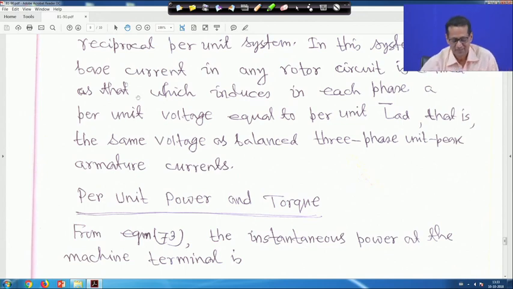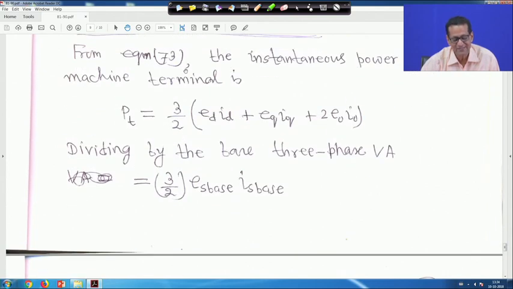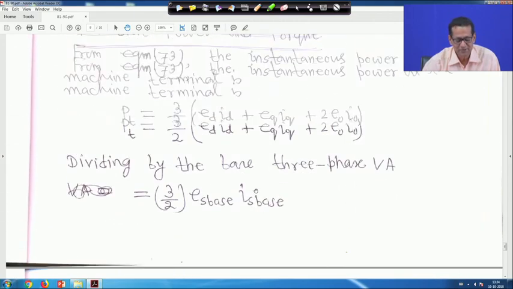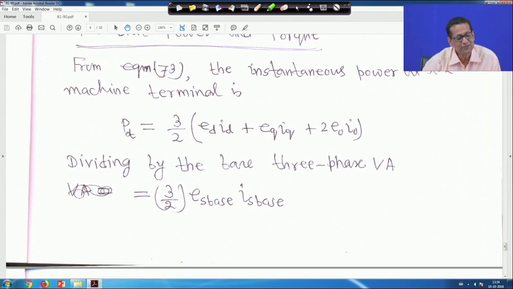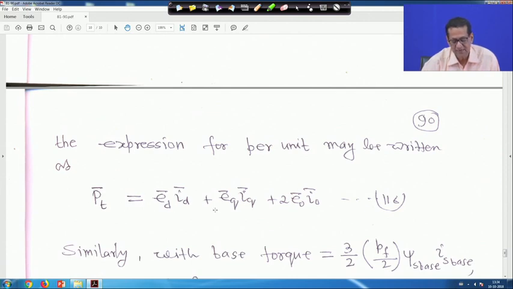you will find things are quite easy. Now, per unit power and torque. Here also we derive from equation 73, that PT is equal to 3 by 2 times ED ID plus EQ IQ plus 2 E0 I0. Dividing both sides by the base 3-phase volt ampere, that is 3 by 2 ES base IS base, on the left hand side it will be per unit, and on the right hand side the 3 by 2 cancels, and it becomes ED upon ES base into ID upon IS base, EQ upon ES base into IQ upon IS base, plus 2 into E0 upon ES base into I0 upon IS base.